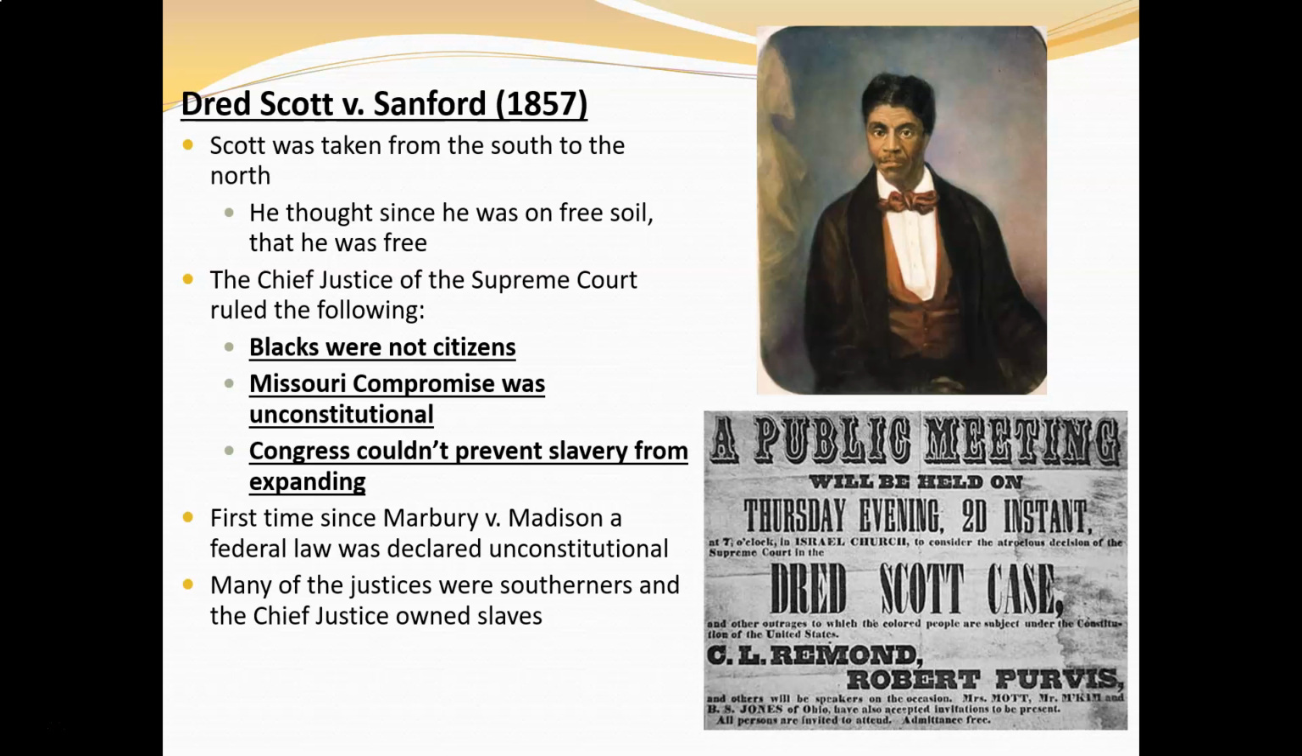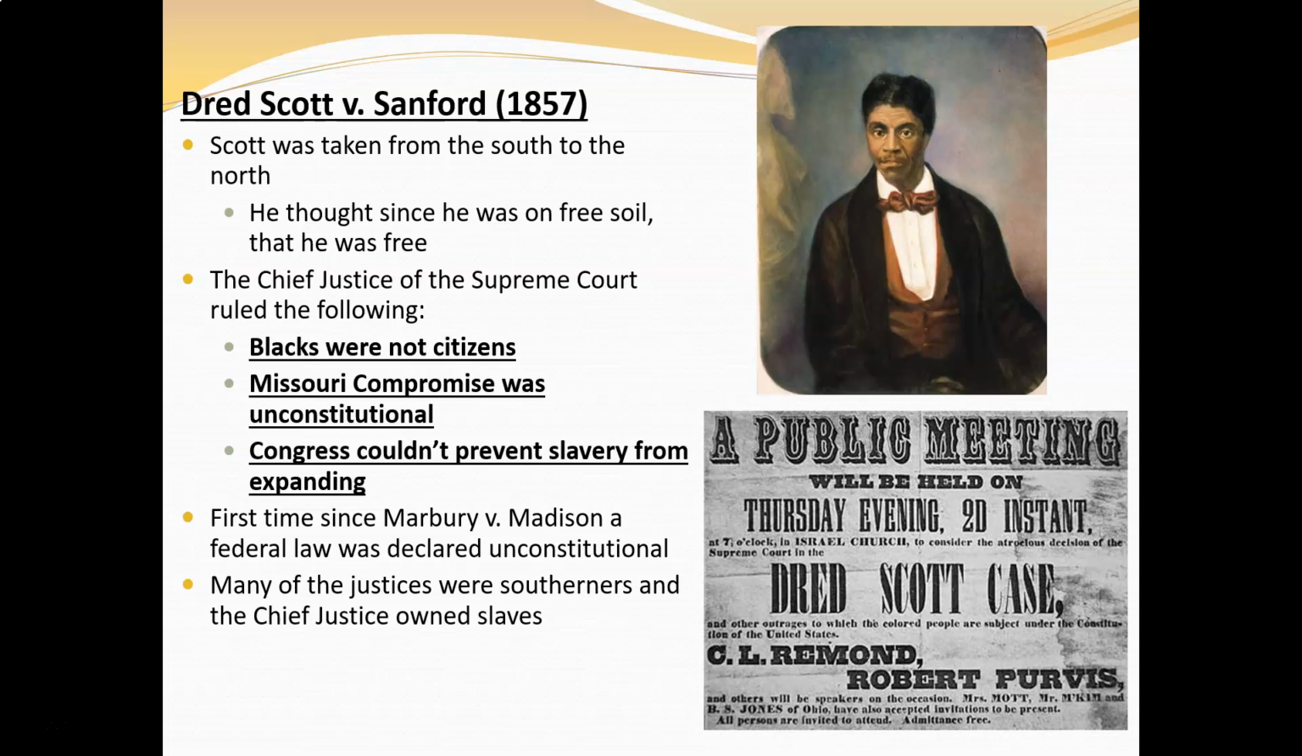Now, one of the most important Supreme Court cases to date, in 1857, the Dred Scott versus Sanford case came to the Supreme Court. Scott was taken from the South to the North, and he thought that since he was on free soil, he was free. The Chief Justice of the Supreme Court instead ruled in the trial that blacks were not citizens and that the Missouri Compromise was unconstitutional. Now, that's a big ruling, okay? But it also ruled that Congress could not prevent slavery from expanding.